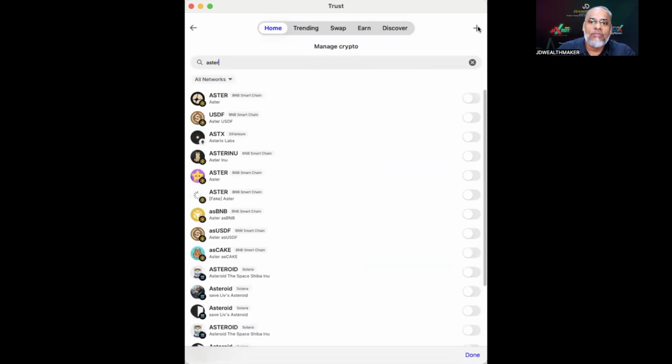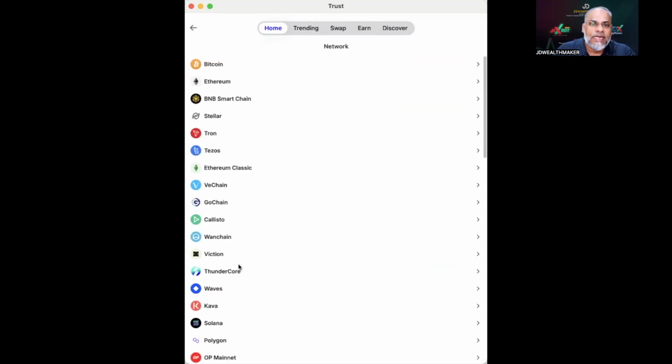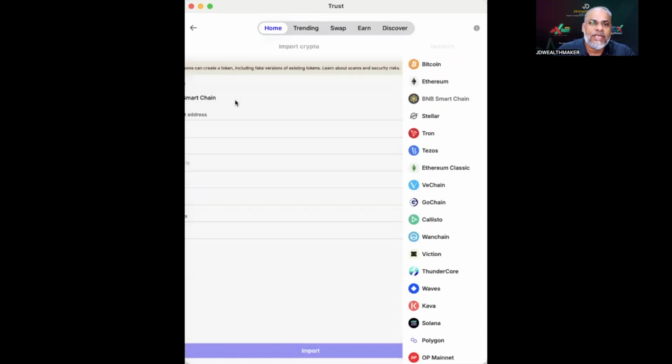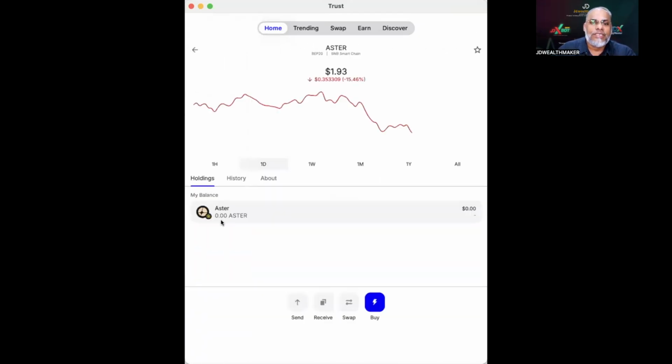All right, so what I normally do, you see a plus button on the right corner, tap the plus button, and here they will ask you for the network. So the network will be BNB, select BNB Smart Chain, and then you paste the contract address here. See that? Now you see it will populate the ASTER symbol and so on, and you import. That is it. See that? Now I have ASTER added into my wallet.